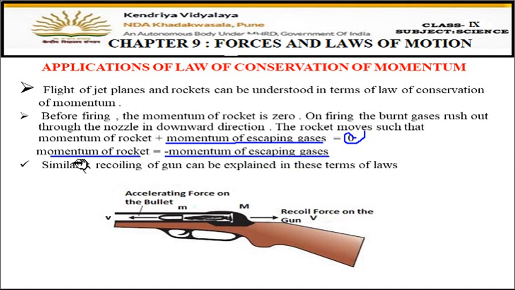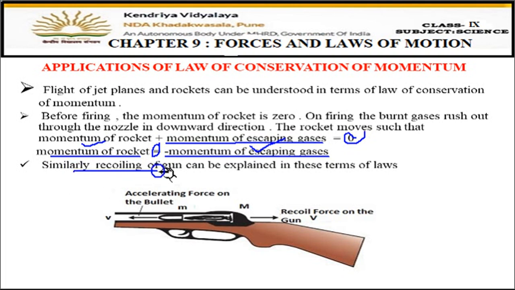So the momentum is conserved. There is an equal and opposite reaction here. The minus sign shows that they are moving in opposite directions. The momentum of the rocket and the momentum of the escaping gases are equal in magnitude, and minus because they are in opposite directions. So this proves Newton's third law and also the law of conservation of momentum. It is a very good example you can quote for Newton's third law as well as for the law of conservation of momentum.